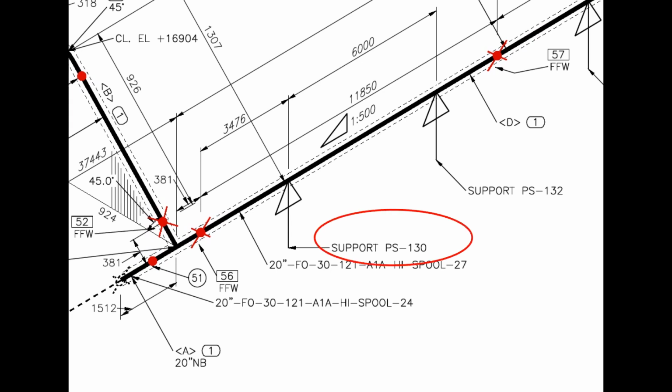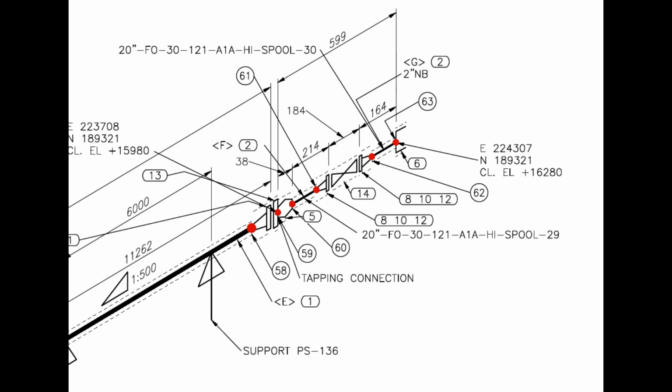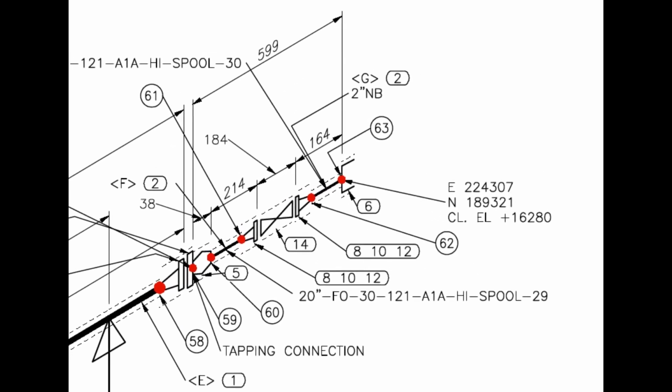Pipe support 130. You need to check the additional drawing of this drawing for more details. What is this? The piping has a 1:500 slope towards west direction. From this point, the line size changes from 20 inch to 2 inch. A 20 inch blind flange is drilled and a 2 inch weldlet is welded on it. Item number 14 is a 2 inch gate valve.